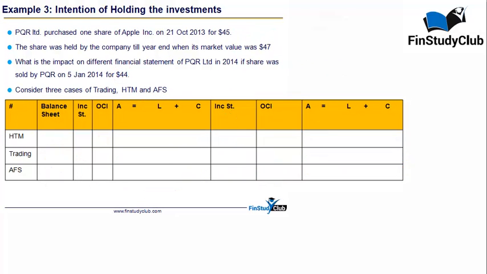Let's look at another example, which is again a little different from the previous one, wherein there has been an unrealized gain, but eventually it is leading to a realized loss.